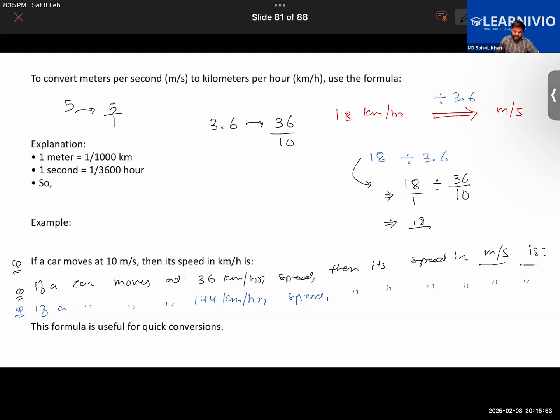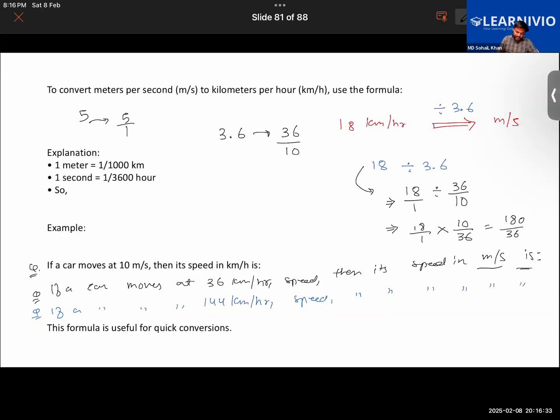Now you guys know how to divide two fractions. The first fraction remains as it is, but the other fraction becomes its reciprocal: the numerator goes to the denominator. So 10 will go up and 36 will come down. So this is now 18 upon 1 multiplied by 10 upon 36. So this is 180 upon 36. So you divide 180 by 36.